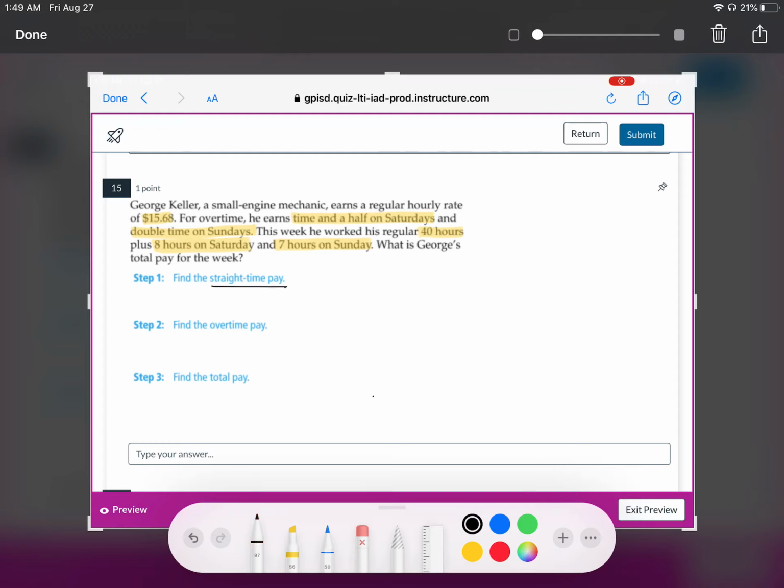First things first, like we've been doing, is finding the straight time pay. Straight time pay is his regular pay, which is $15.68, times his regular hours. It tells us that he works his regular 40 hours. In your calculator, if you do 1568 times 40, you're going to get $627.20.